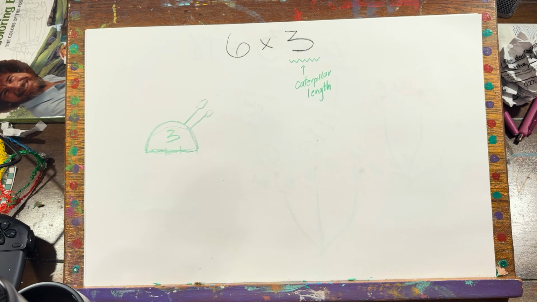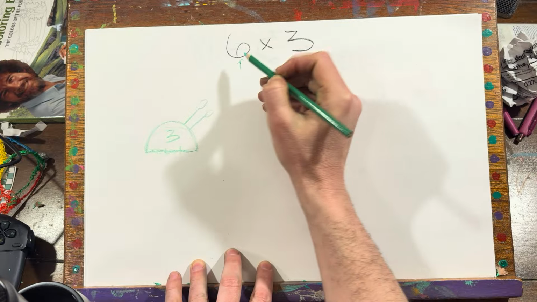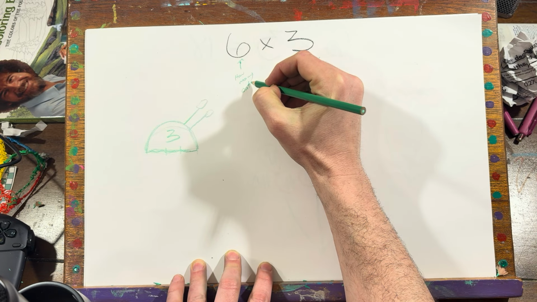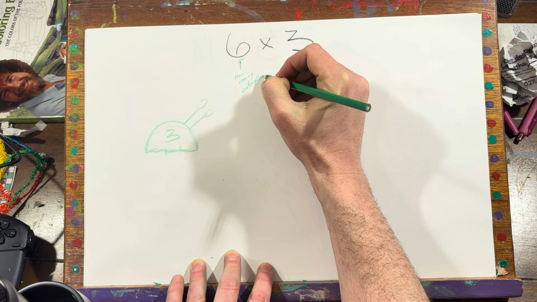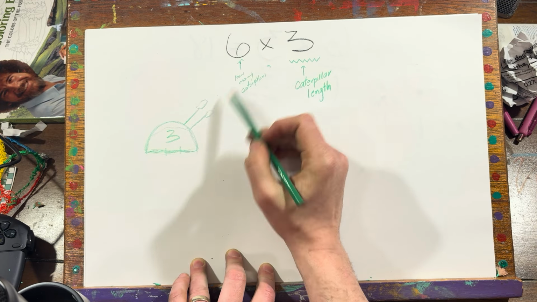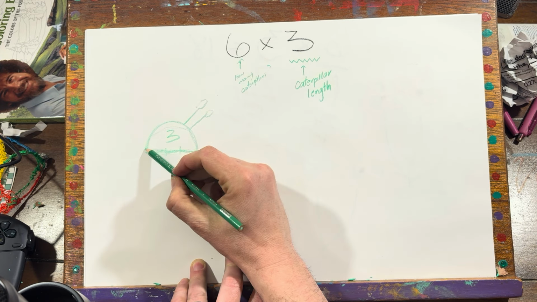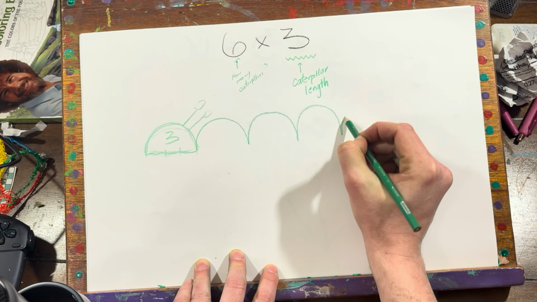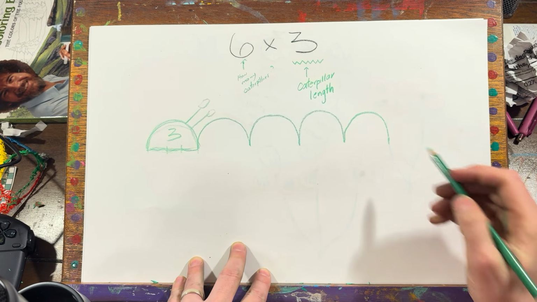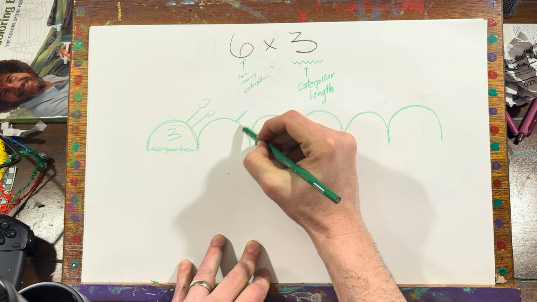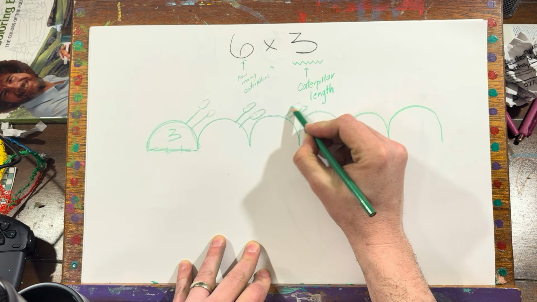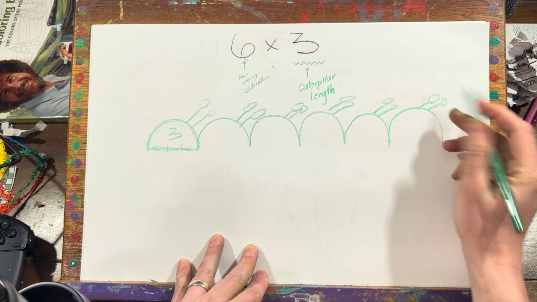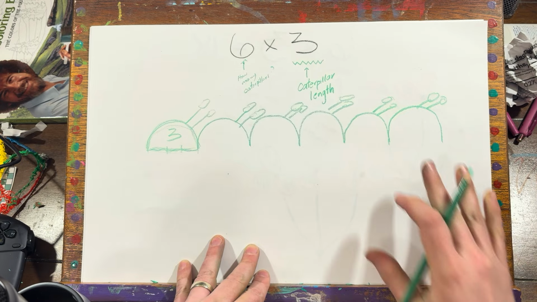This first number is going to tell me how many caterpillars. So how many? Just like before, we asked how many flowers. Now I can ask how many caterpillars in this multiplication expression? 6. So far I have 1. So let's keep going. 2, 3, 4, 5, 6. Those are the antenna. Okay.